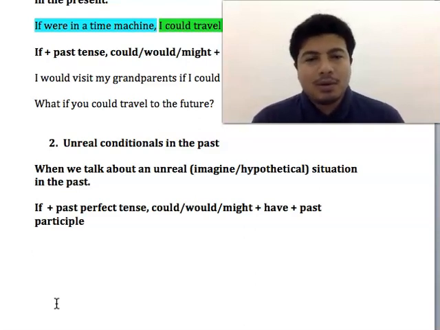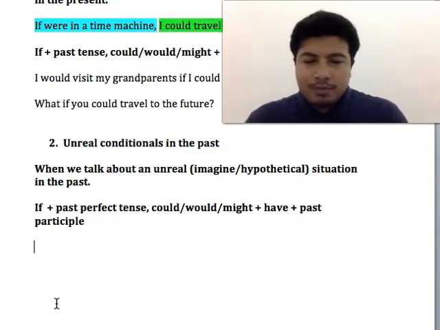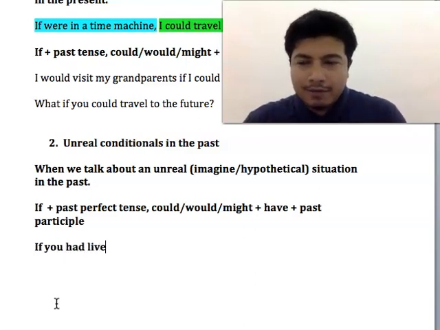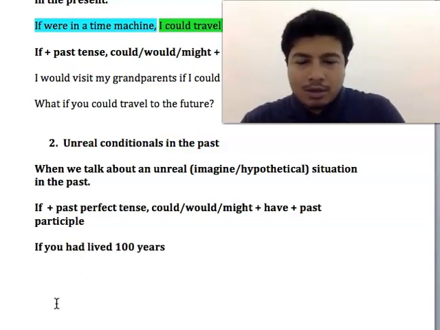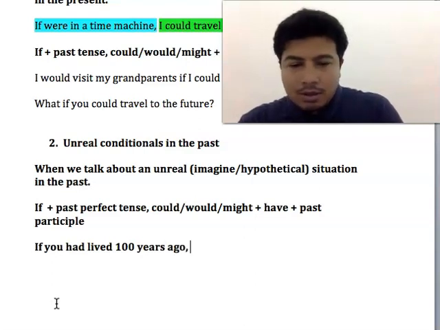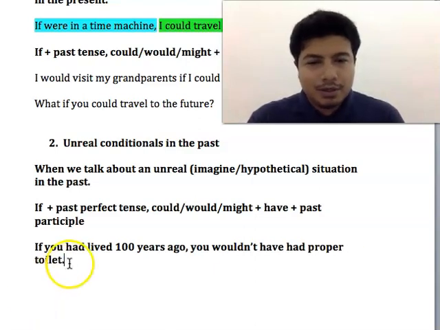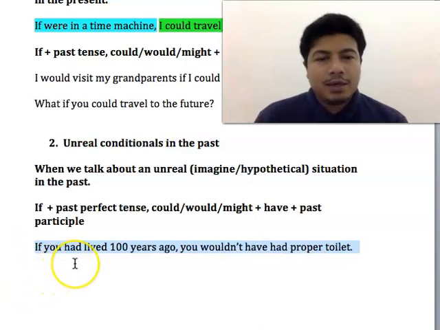So an example of unreal conditionals in the past. If you had lived 100 years ago, you wouldn't have had proper toilet. That is one example. So if you had lived 100 years ago, you wouldn't have had proper toilet.